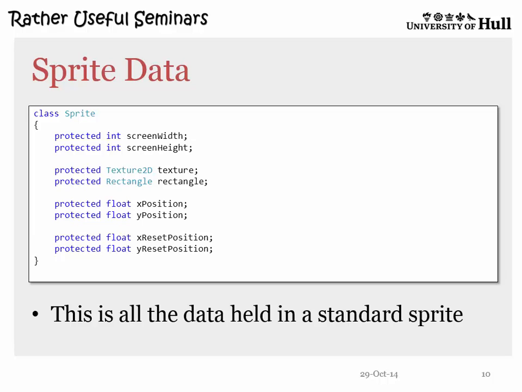What protected means is the children can see these things. So inside my mover sprite, I can get hold of this stuff. But objects outside this class, not in the sprite hierarchy, can't see those. So it's a way of halfway. I'm not that big on protected, but it's there.